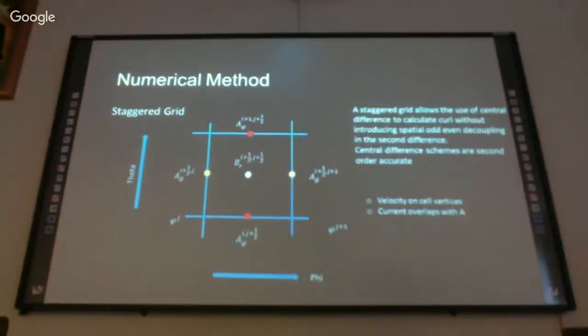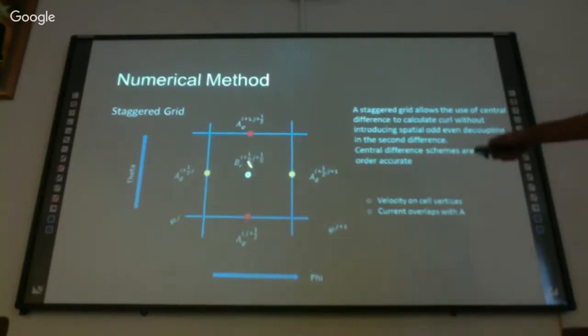I don't know if this is interesting, but we use a staggered grid, which means that the variables are not located at one point; the variables are distributed over the grid. This is the vector potential A theta, located on the ribs, and A phi and A r. This allows me to calculate the curl of A very easily: del A theta del phi minus del A phi del theta. This is why I use a staggered grid, and it ensures second order accuracy when I'm calculating the curl.